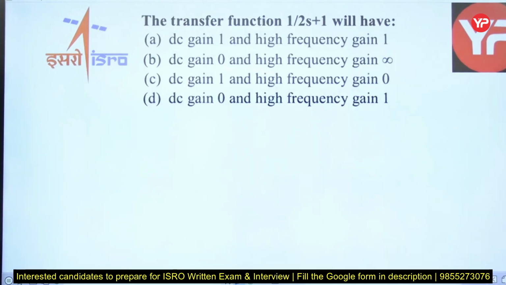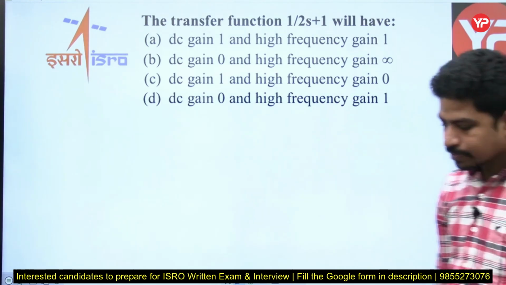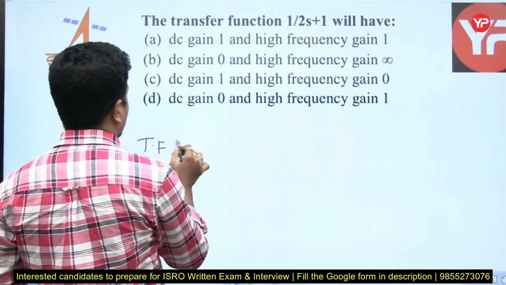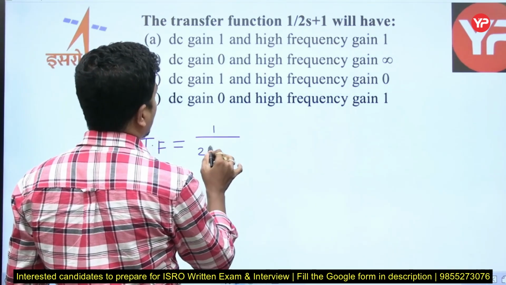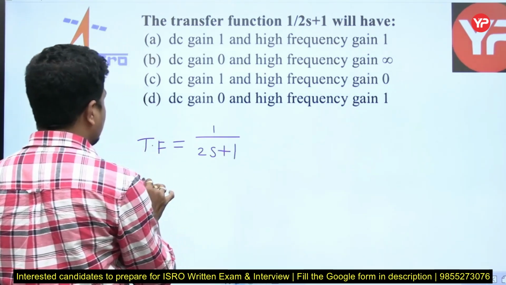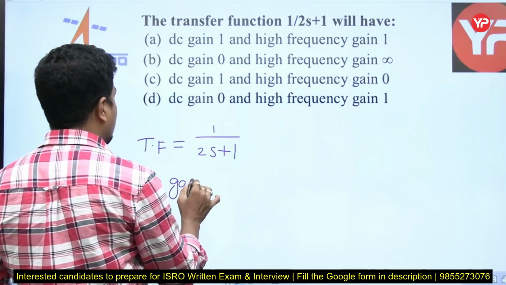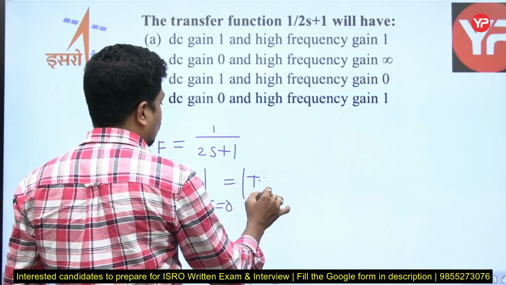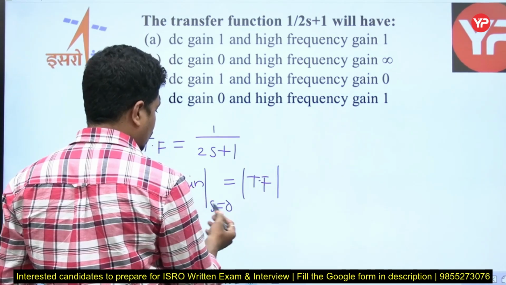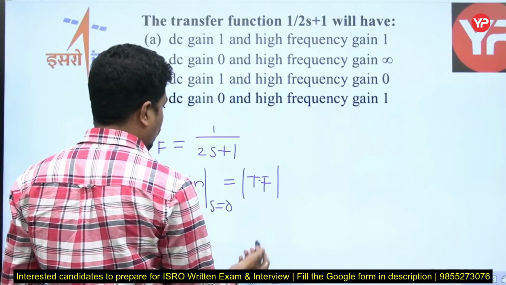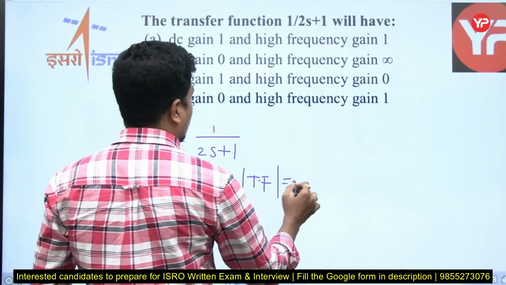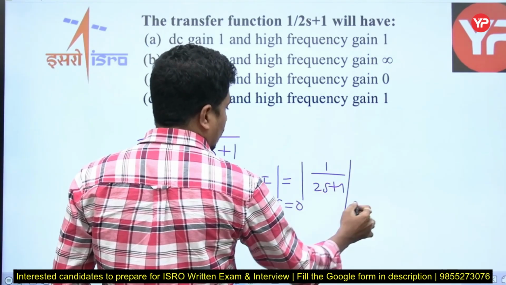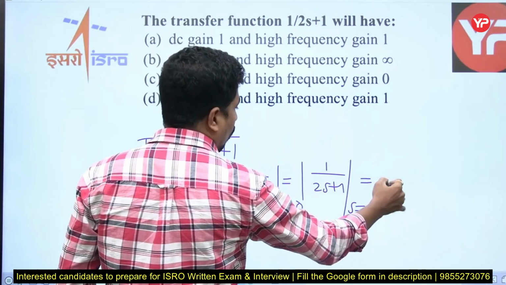The transfer function 1 by (2s plus 1) will have, okay, what is the transfer function given? Transfer function is equal to 1 by (2s plus 1). What is its DC gain? DC gain means put s is equal to 0 in the transfer function. What is that? 1 by (2s plus 1) at s is equal to 0 will give you 1.